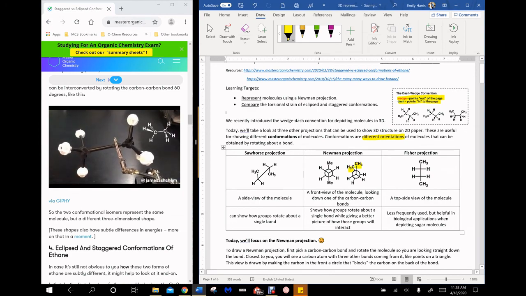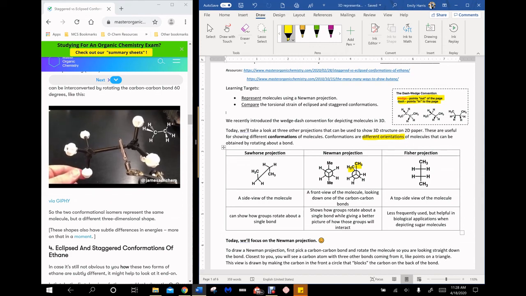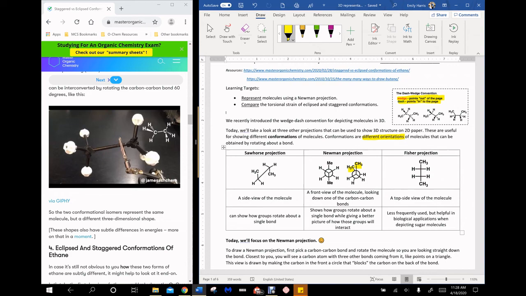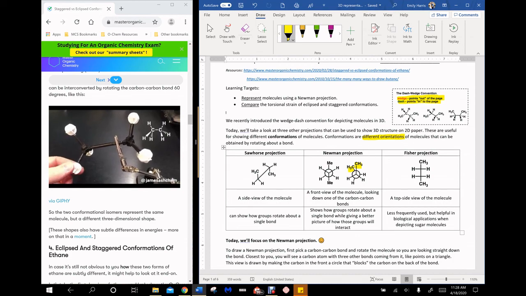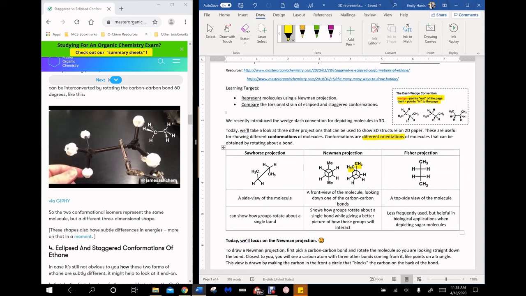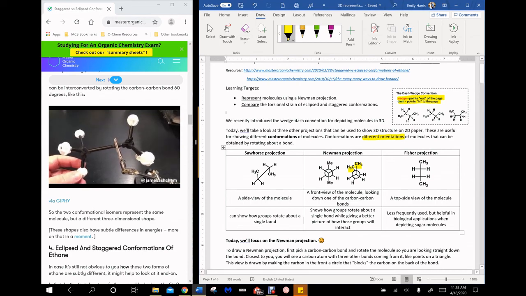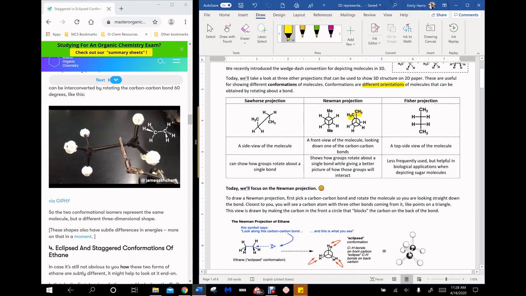Then finally, there's a Fischer projection, which is a top-side view of the molecule, as if you're above the molecule and looking straight down on it. Typically this is less frequently used than the other two projections, but especially in biochemistry or biology applications, it's used really frequently when talking about sugar molecules. So that's one place where you'll see the Fischer projection in use.